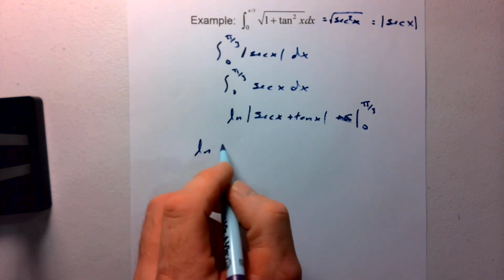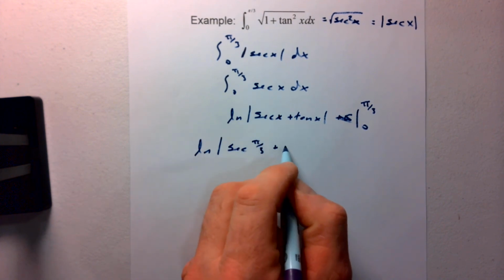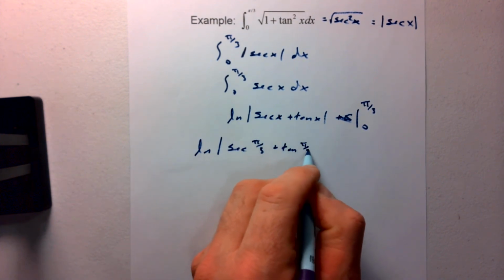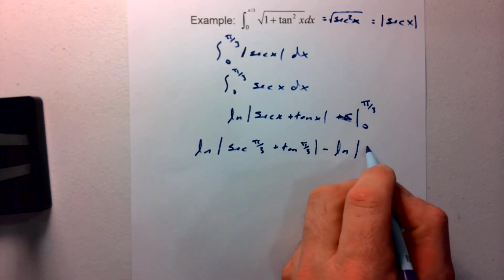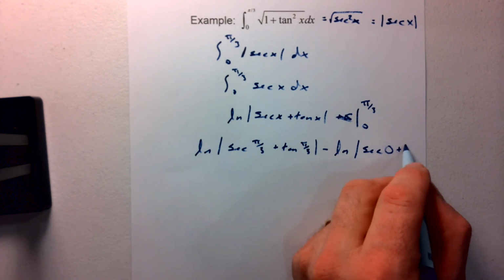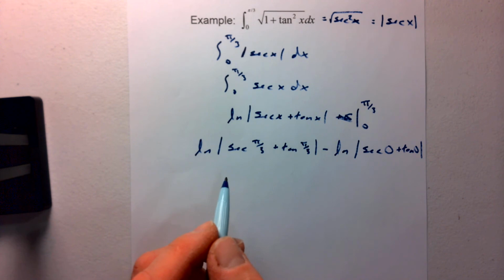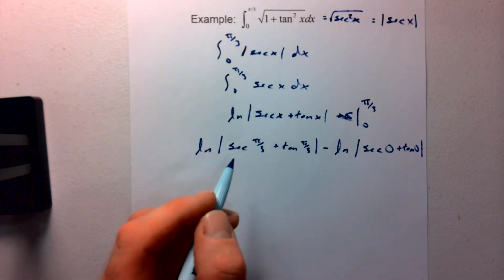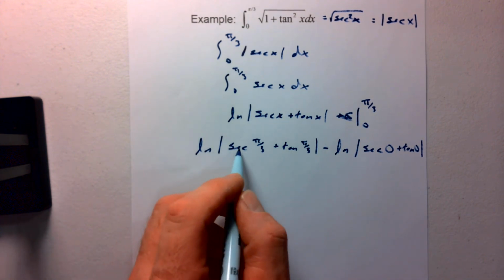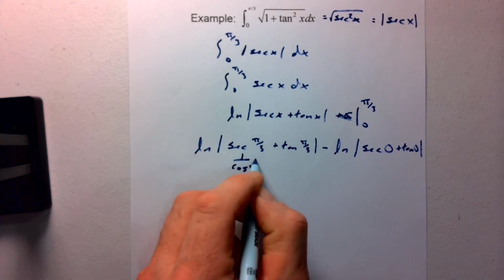So we have the natural log of the absolute value of the secant of pi over 3 plus the tangent of pi over 3, minus the natural log of the absolute value of the secant of 0 plus the tangent of 0. So now we can go ahead and think about what these values are. So the secant of pi over 3. I don't remember what secant of pi over 3 is. What can I do with secant? I know that it is 1 over the cosine, don't I? Cosine of pi over 3.